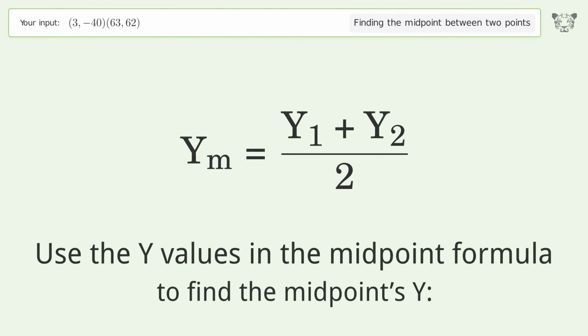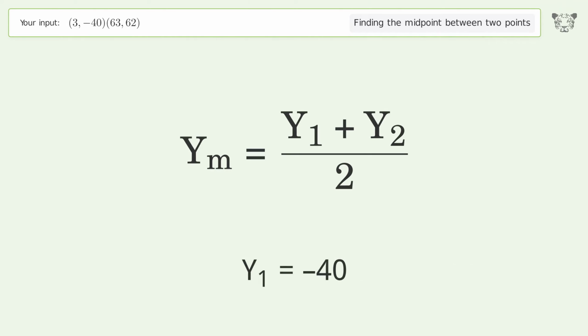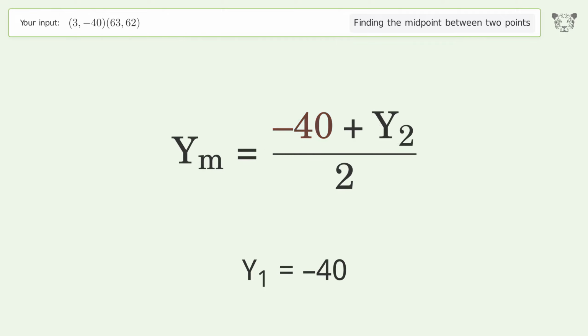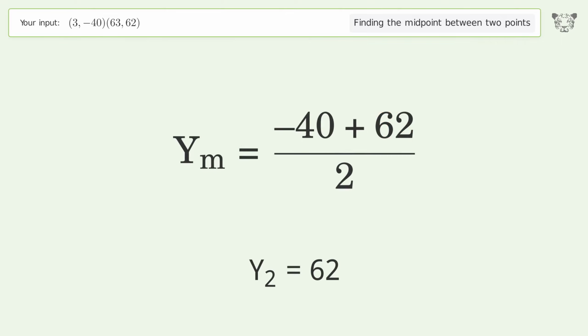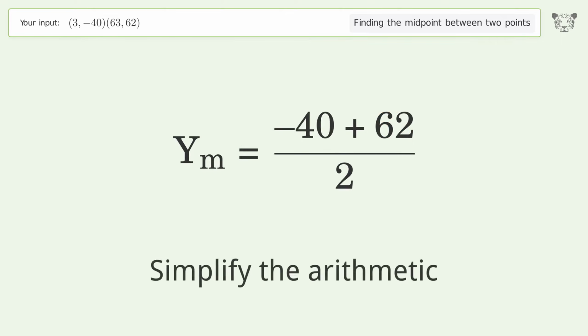Use the y values in the midpoint formula to find the midpoint's y. y1 equals -40. y2 equals 62. Simplify the arithmetic.